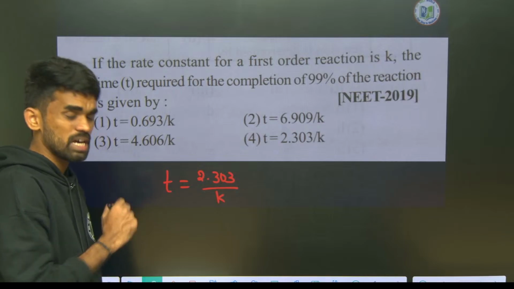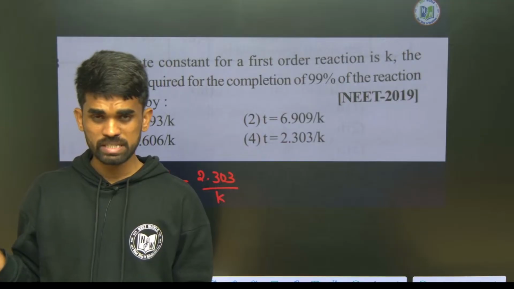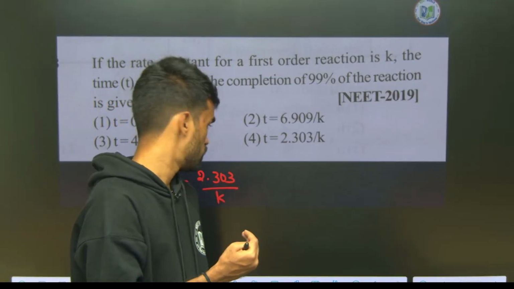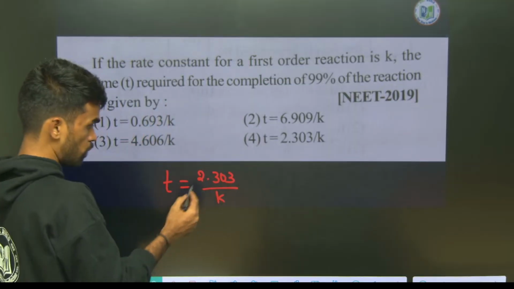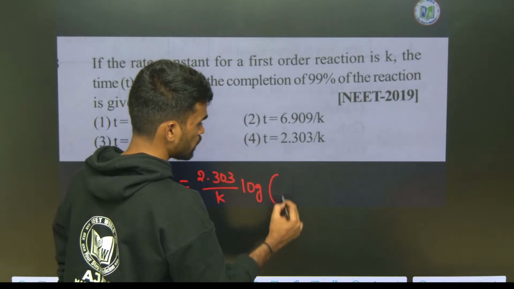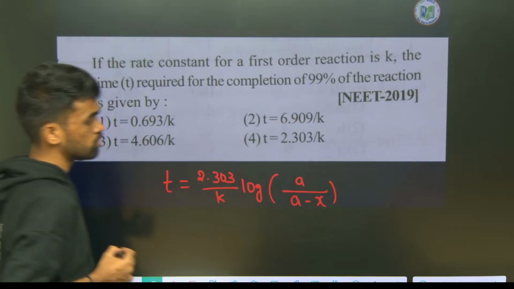If you are not aware of this, just watch the previous sessions of this chemical kinetics playlist, so that you will get clarity over this topic. It is 2.303 by K log A by A minus X. This is the formula we should use.